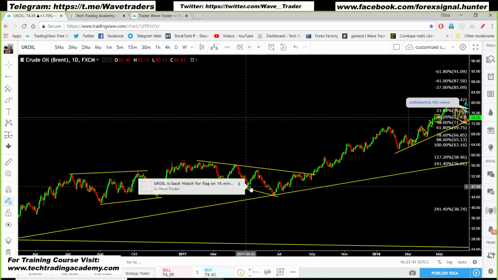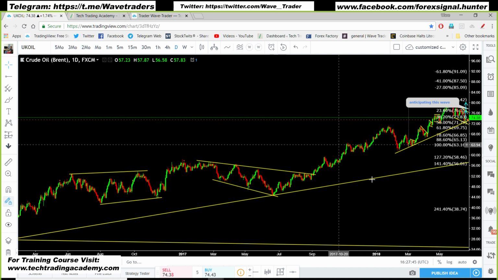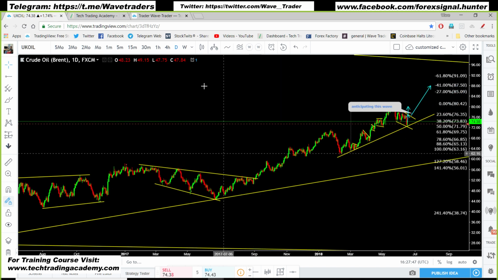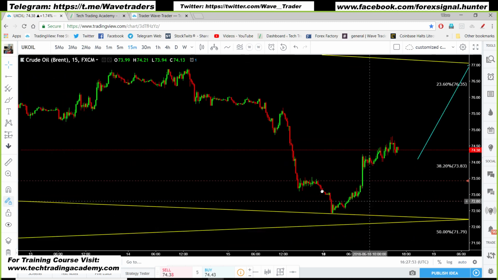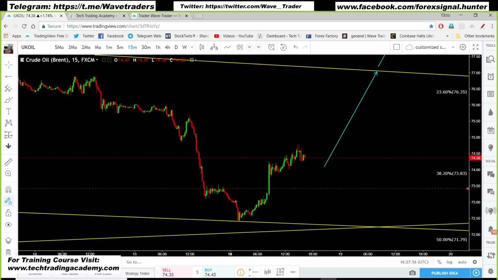So oil is back. Watch for a flag on the 15-minute time frame. You just need to repeat those steps again at the current price on the lower time frame, the 15-minute time frame. This correction needs to get bigger. If you are not in, wait for this correction to get bigger, come down, put your fib lines over there, and test that bottom, this area.